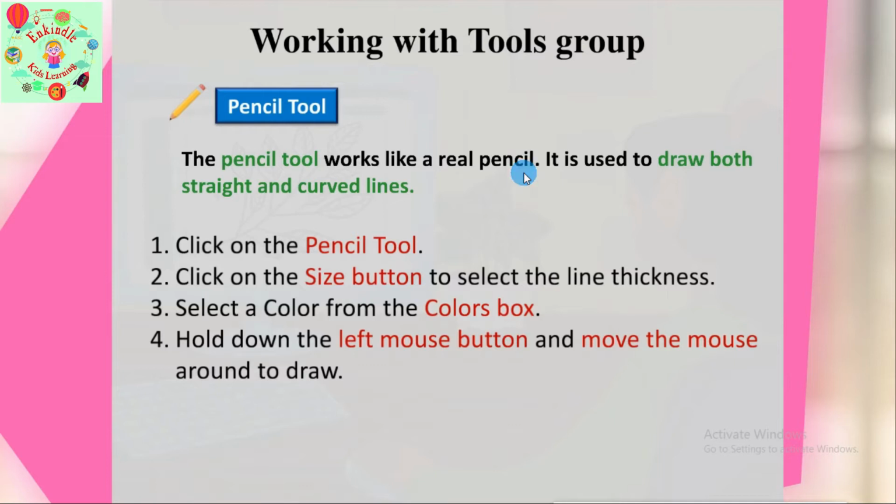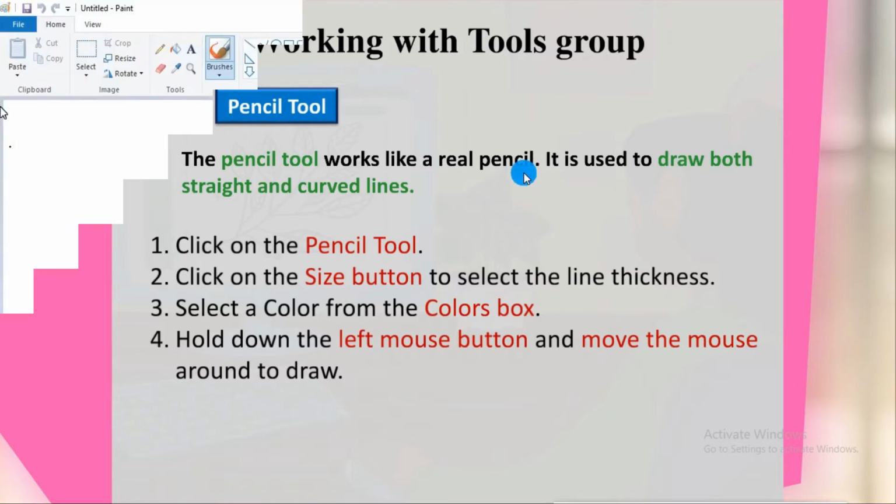First, click on the pencil tool. Click on the size button to select the line thickness. Select a color from the colors box. Hold down the left mouse button and move the mouse around to draw. Now I'll show you how to use this tool.